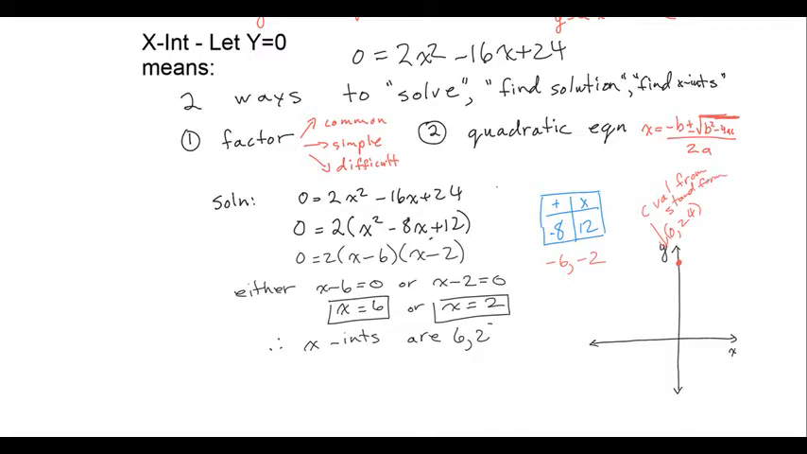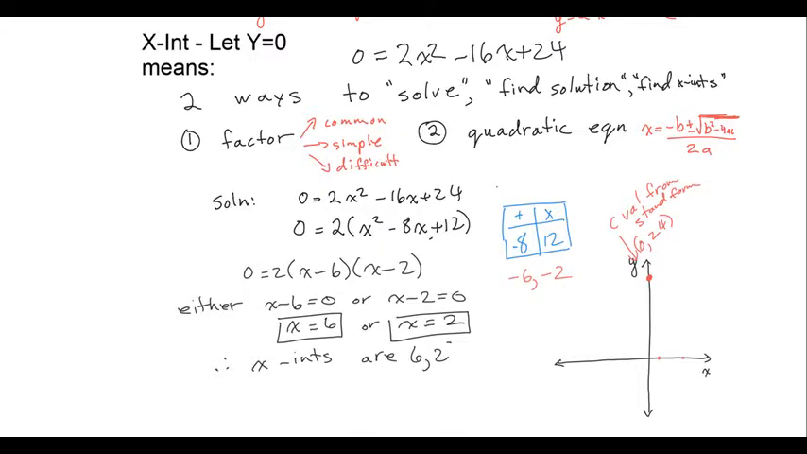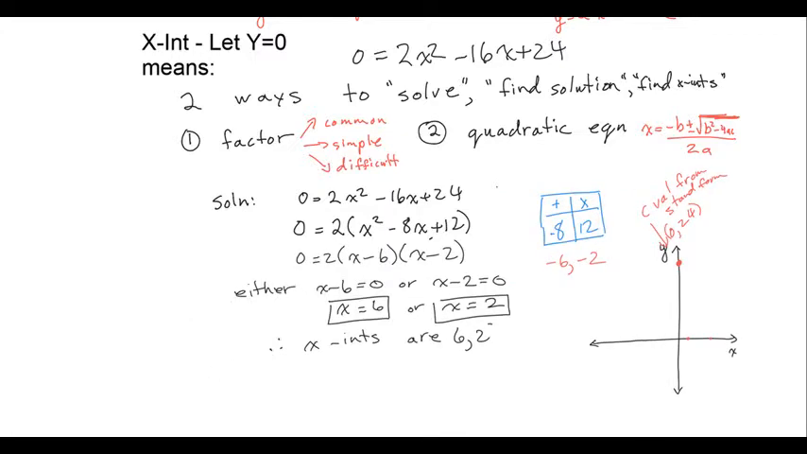Now, my other two points are 2 and 6. What you want to do is label your points (2, 0) and (6, 0). So when I have an x-intercept, it's the y value that is 0.